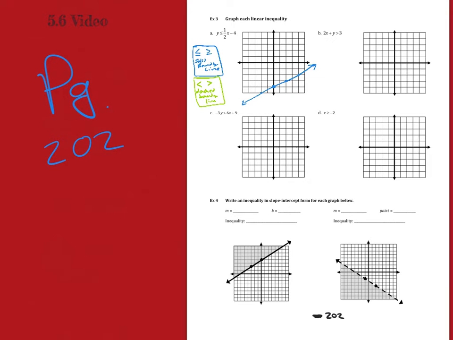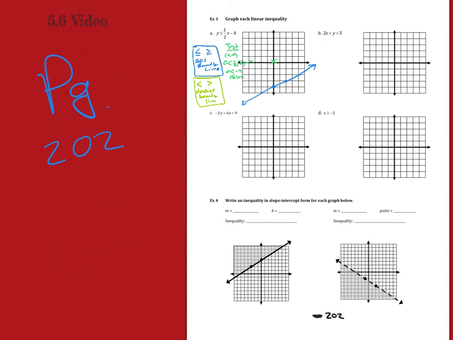Okay, so I'm going to test point 0, 0. You can always use 0, 0 as long as it's not on the line. So we'll use the point 0, 0. And so I plug in 0 for y is less than 1/2 times 0 minus 4. Well, half times 0 is 0 minus 4, so this says 0 is less than negative 4. That's false. So what that means is that 0, 0 is on the wrong side of the line.